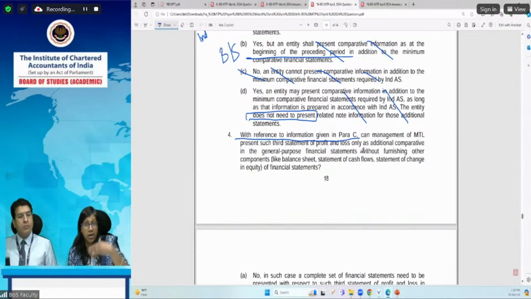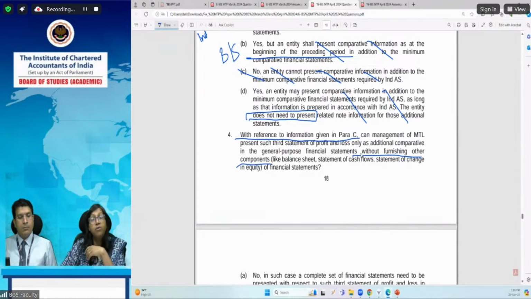So when I was reading to you para 38C of Ind AS 1, it was also mentioning you can present additional information in addition to what is necessary, but that additional information does not constitute a complete set of financial statements. However, they are talking about the key question: can management of MTL present such third statement as additional comparative without furnishing additional components?